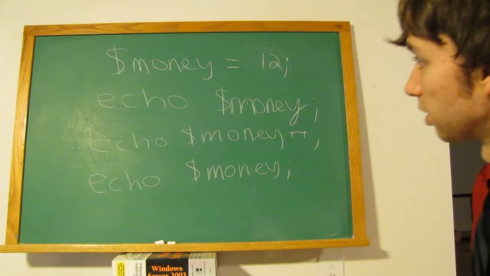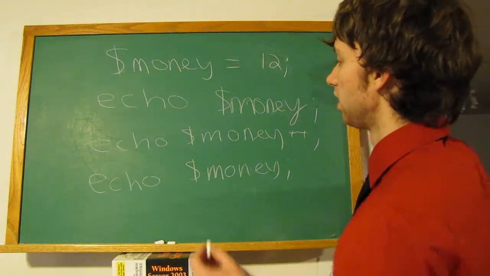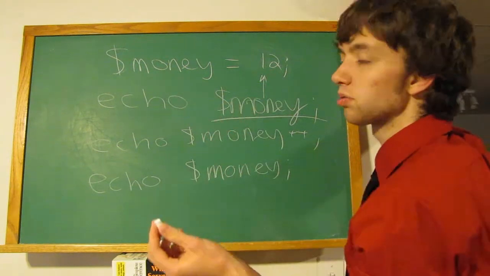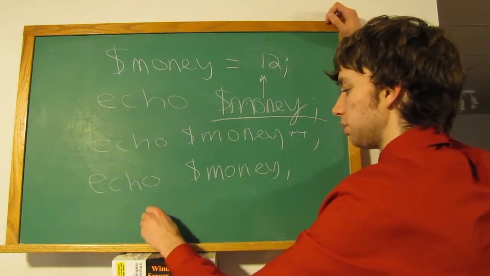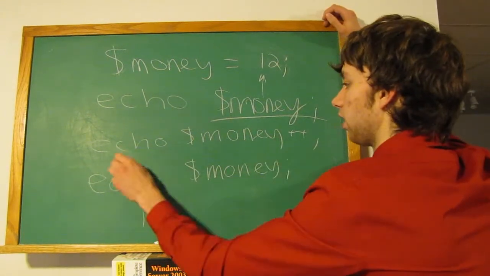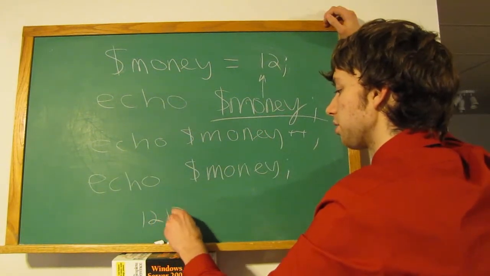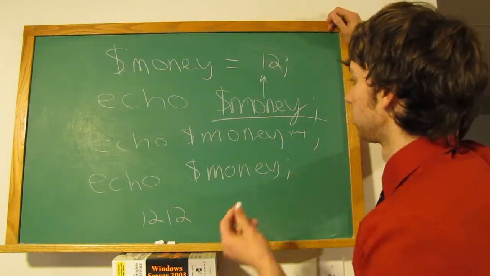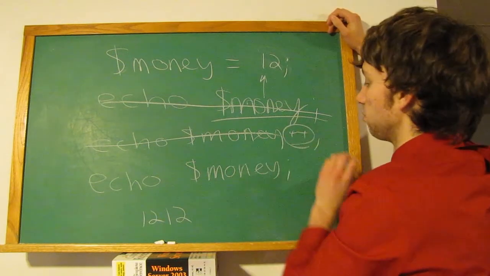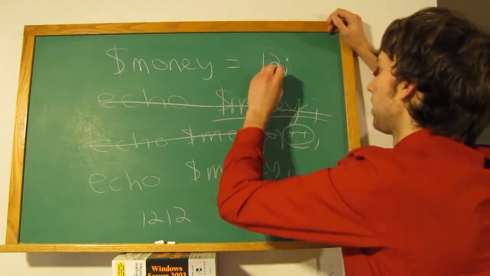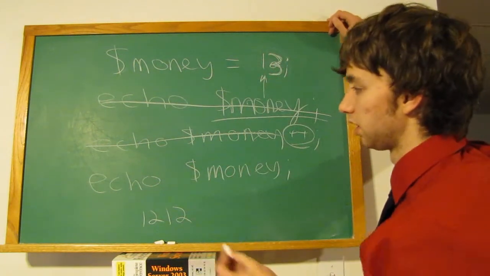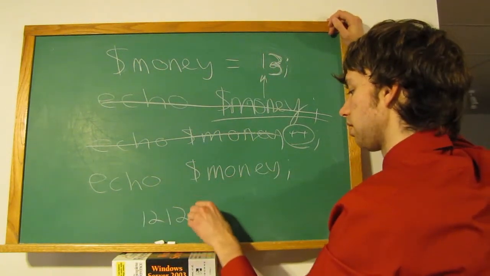So how is this going to work? Well, the first one's pretty easy. It's going to retrieve the value of money, points back, oh, it's 12. So a 12 is going to be sent to the browser. Okay, well now we're going to echo money again. So another 12 is being sent to the browser. So this is done, and this is done. Now we have to increment it. So money now has the value 13 rather than 12. Once we echo money again, we get 13.